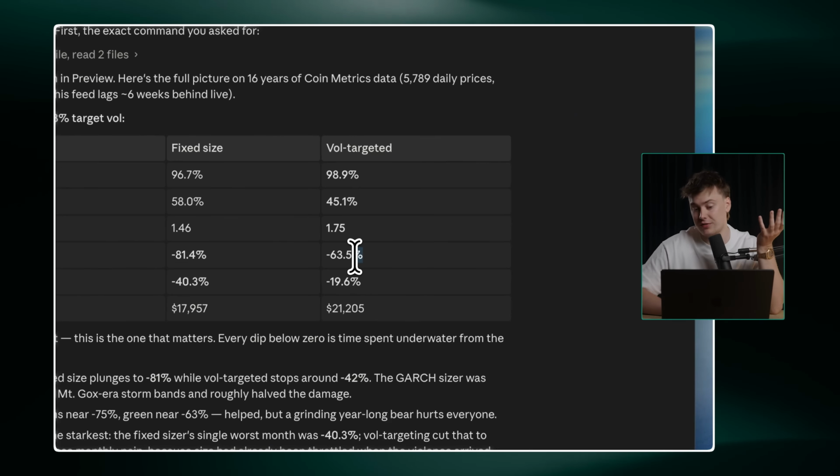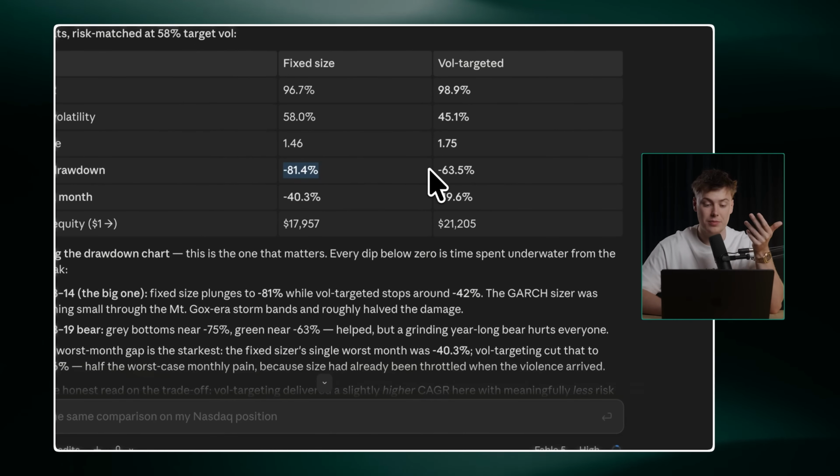So the max drawdown with the volatility targeted approach that used our strategy was 63%. The max drawdown with the fixed size strategy was 81%. The worst month with our approach was 19%. The worst month normally was 40%. The final equity on our approach was 21,000, and the final equity on the fixed size approach was 17.9 thousand.